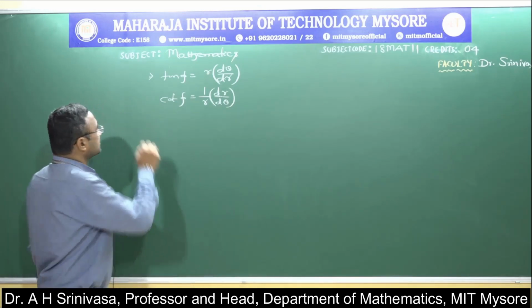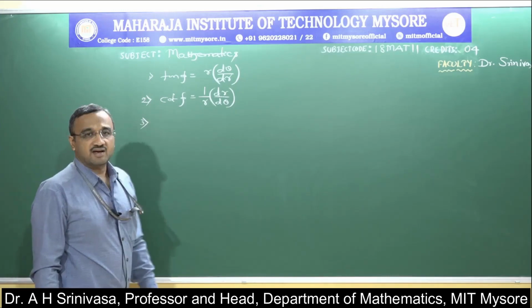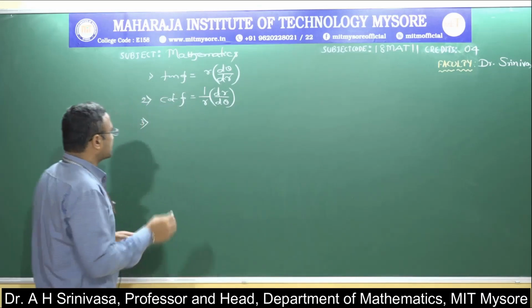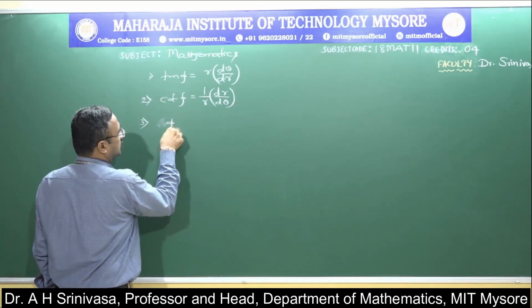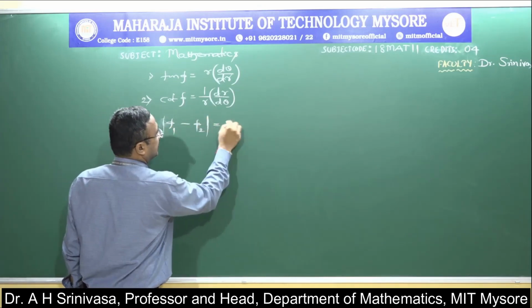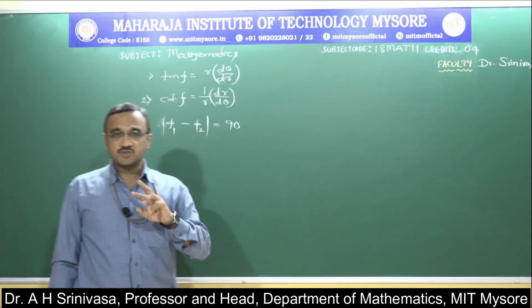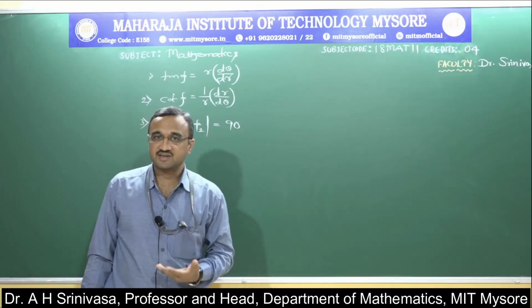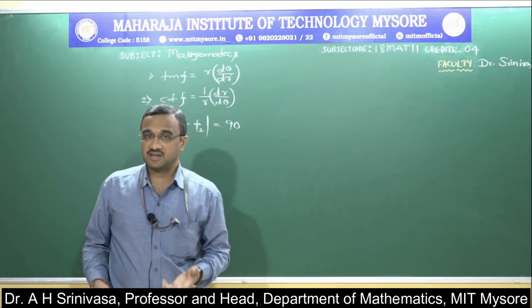And one more result we also discussed: how to find the angle of intersection between two curves. We simply consider it as the absolute value of phi 1 minus phi 2, as a modulus value. If we get 90 degrees, that is, phi 1 and phi 2 differ by 90 degrees, we call it that the two curves intersect orthogonally.